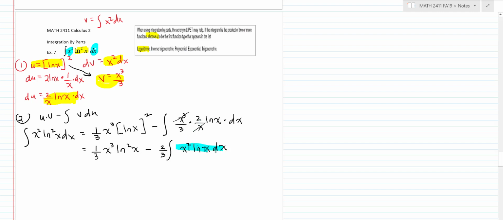Now what we have looks like integration by parts again. You still have that product, that structure. So we're going to do parts again, start all over again, with the same kind of idea. Again with LIPET, u is going to be the ln, so u is ln of x, and then dv is what's left over, which will be x squared times dx.